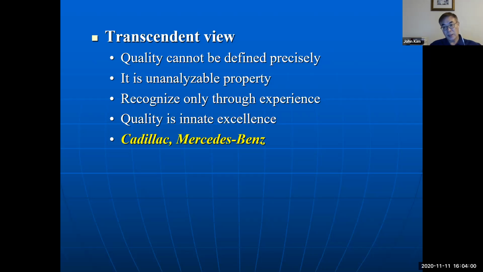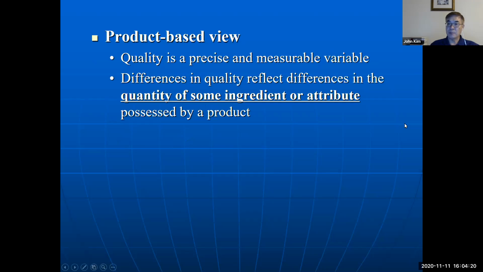And the other way, we know certain products' quality is not good, maybe from the price and so on. So that is the transcendent view of quality. And next one is the product-based view, with quantity of some ingredient or attribute.